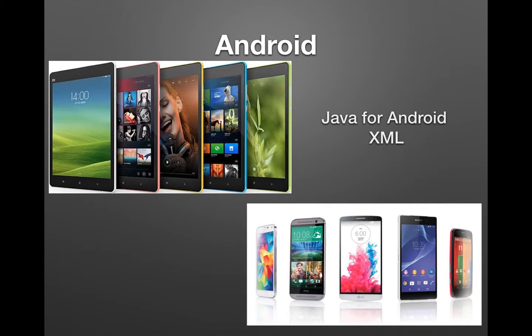For Android, what we learned is Java for Android, which is different than Java, and XML. You have to use both of these together to make applications work.